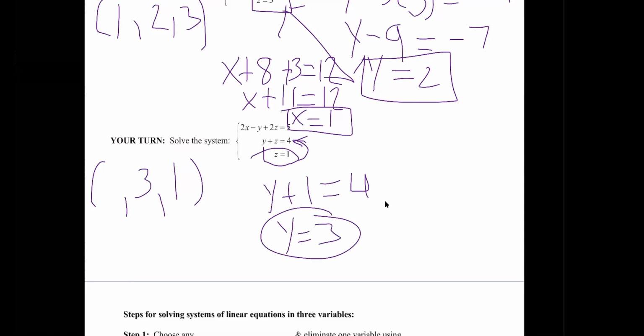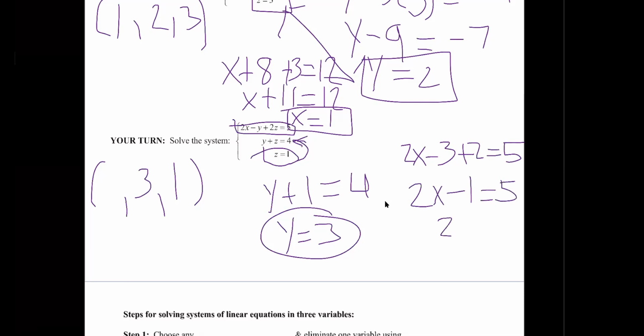So now that you know two of your variables, you could plug it into this top equation. We don't know the x, but we know everything else. So it would be -3 because that's your y, and then 2 times z would be 2 because 2 times 1. If we clean this up, -3 plus 2 would be -1.